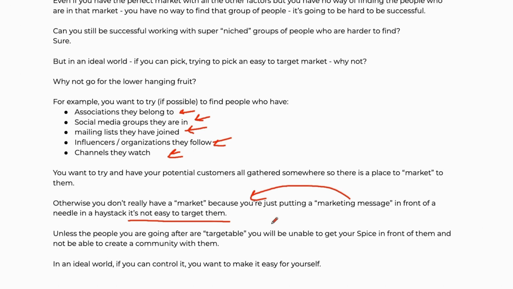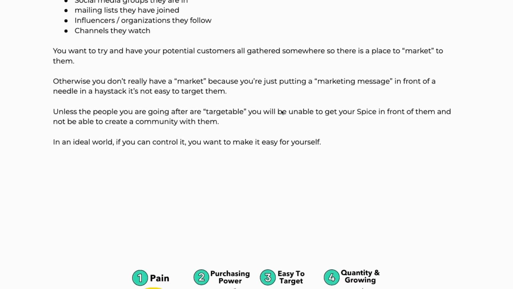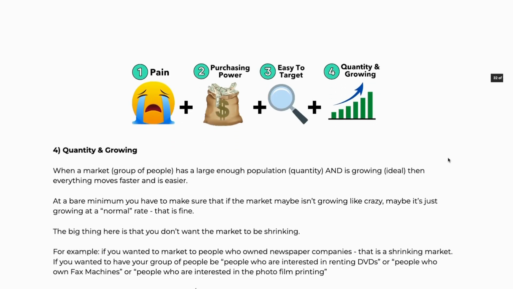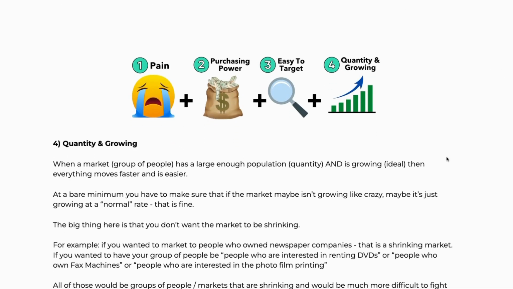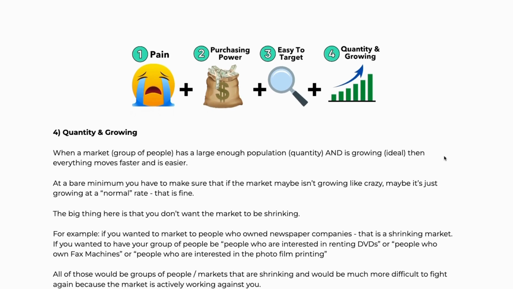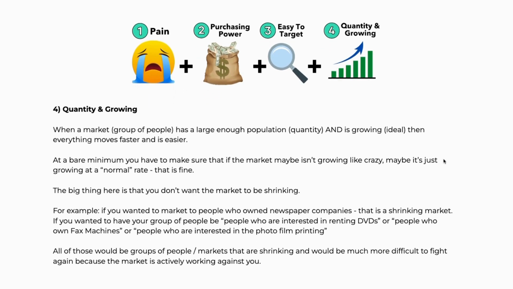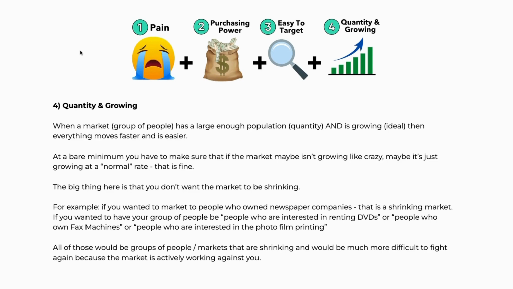And so again, in an ideal world, if you can control it, you want to make it easier for yourself, okay? So that is that ideal indicator. And then finally, we have the fourth ideal indicator, which is the quantity of people and whether or not they are growing in size, right? When a market, a group of people, has enough people, population, quantity, and is growing, which is ideal, then everything ends up moving a lot faster and a lot easier, okay?